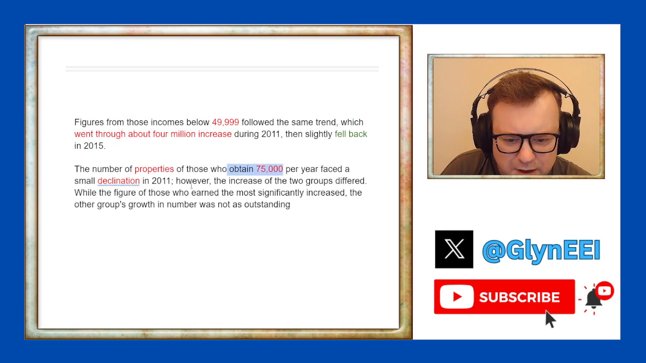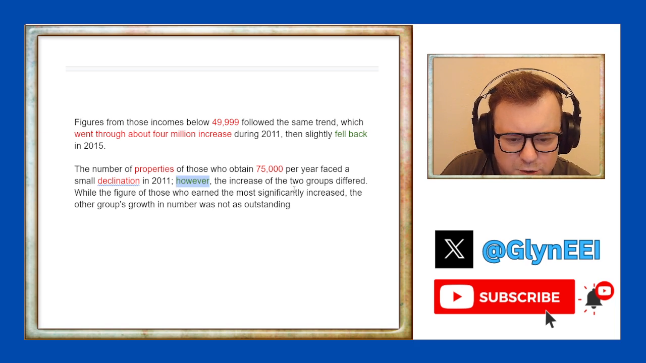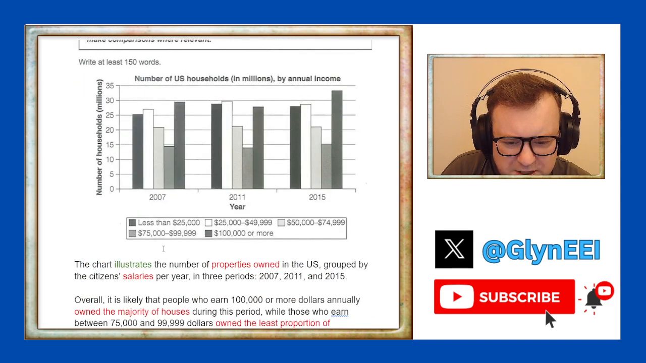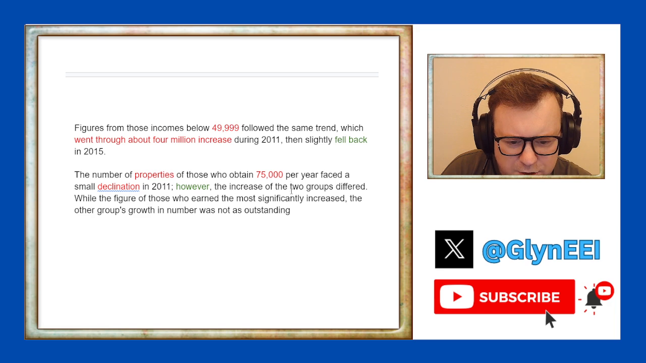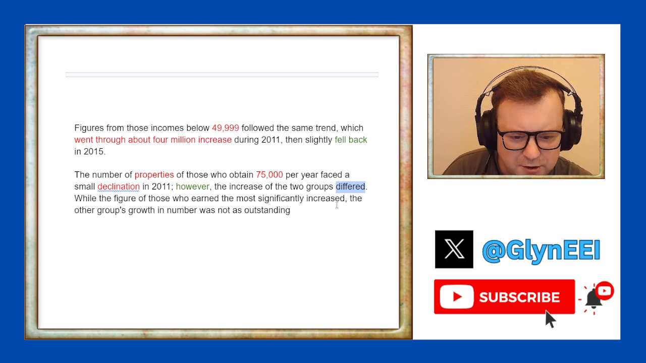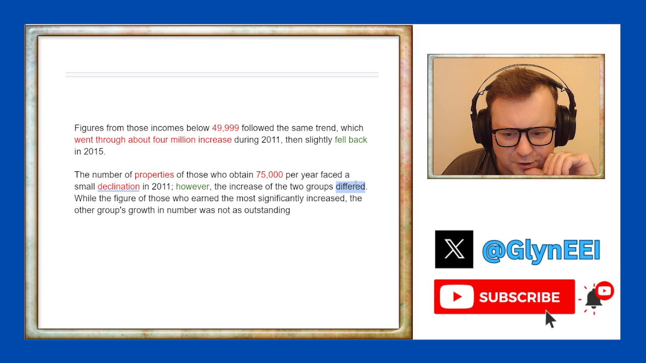"Faced a small declination in 2011. However..." Okay, good bit of cohesion there. "The increase of the two groups." Which two groups? Is he talking about the two groups that earn 75 or plus? Okay, so he's talking about those two groups there. "The increase of the two groups differed." Cool. Are you going to give us information about this? I like this verb, differed. That's very nice. But are you going to give specific details about how they differed? Which one grew more? And from what number to what number? We need that specific information in paragraph 4.